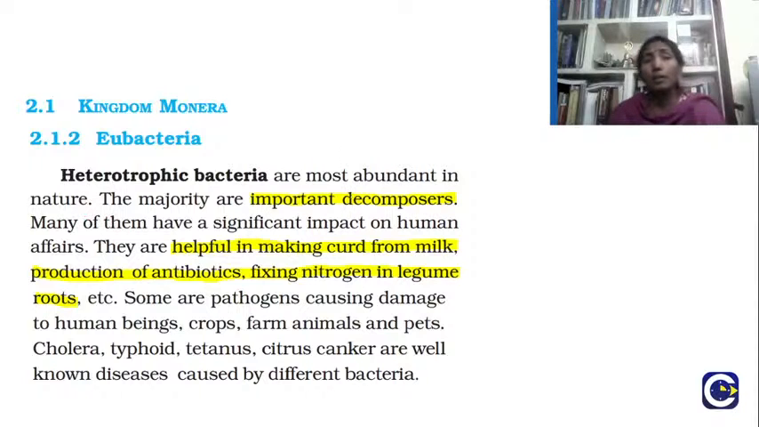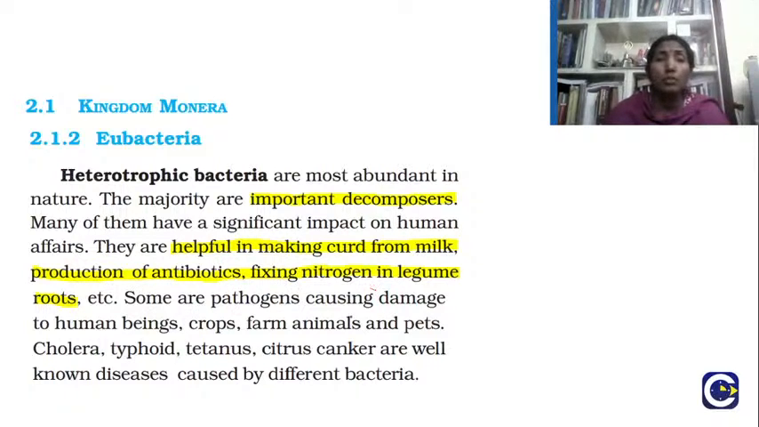Okay. Next we are going for the heterotrophic bacteria. They are most abundant in nature. The majority are the most important decomposers. Many of them have an impact on human affairs. When you are talking about heterotrophic bacteria, they are very helpful in making curd from milk, production of antibiotics, fixing nitrogen in legume roots, etc.